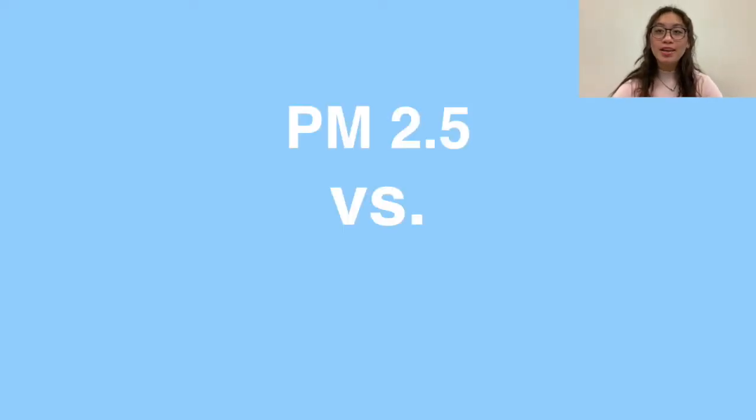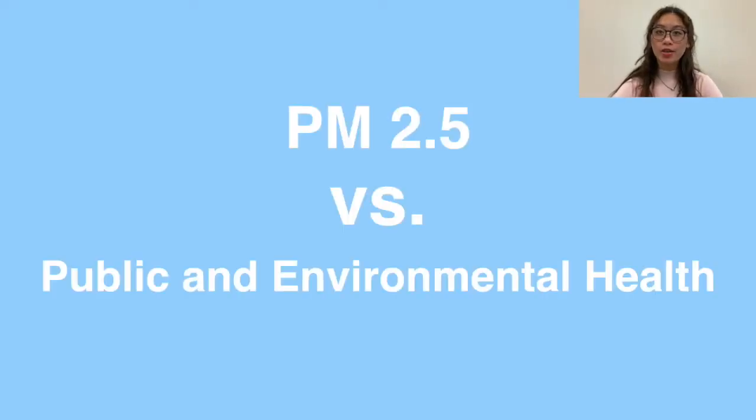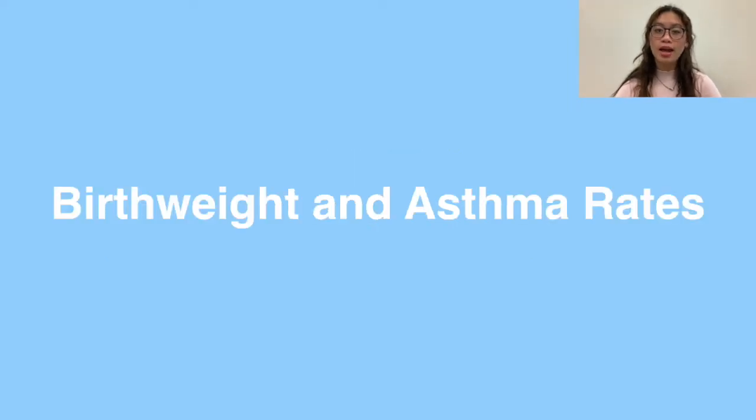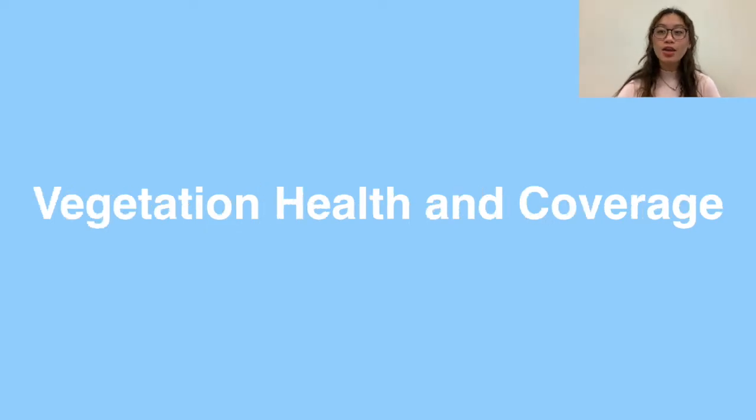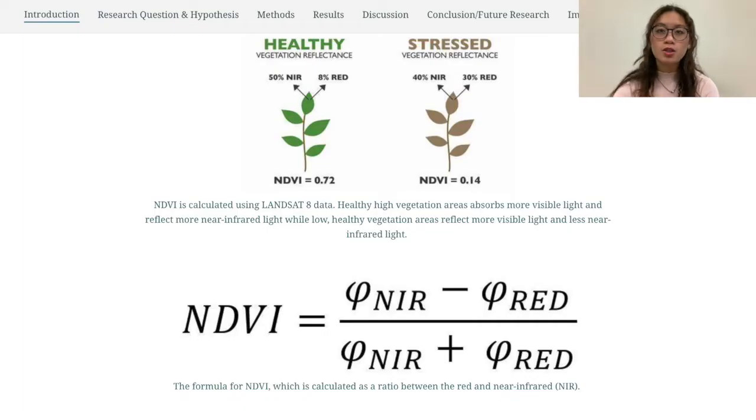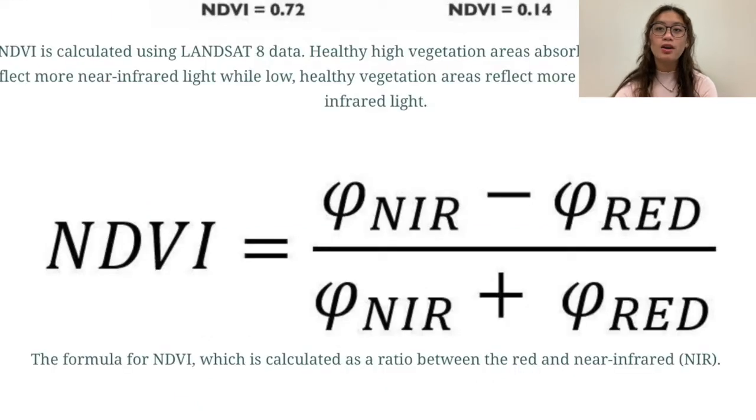Our group was interested in the correlation between PM and public and environmental health. Within public health, we investigated factors such as birth weight and asthma rates. Within environmental health, we examined vegetation health and coverage. This was measured by NDVI, or Normalized Difference Vegetation Index. NDVI gives information on the density of vegetation and is calculated using a mathematical formula determining the ratio of visible and near-infrared sunlight being reflected.